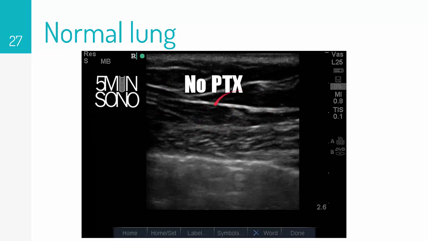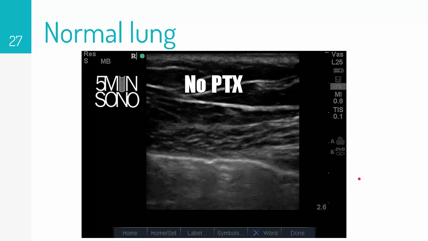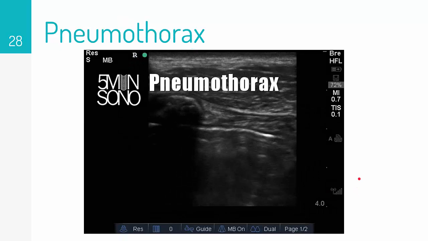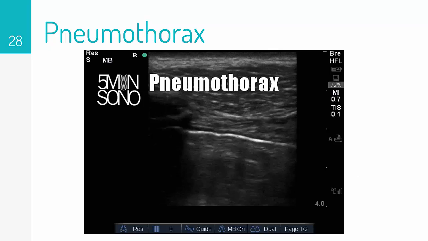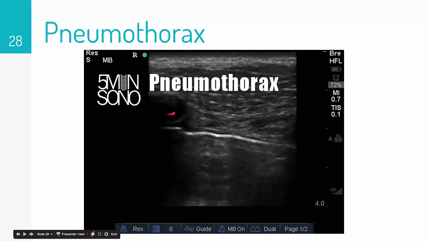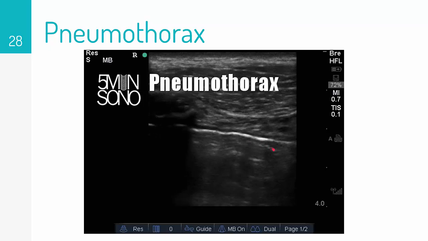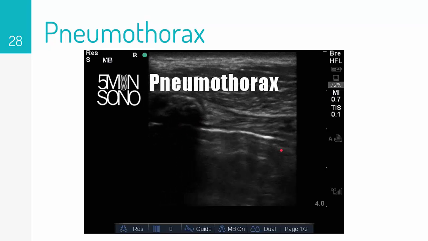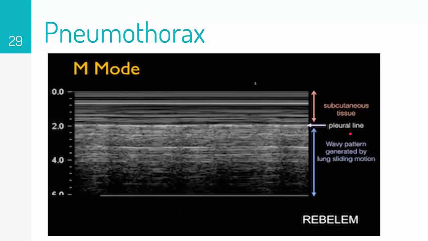Subcutaneous tissues, not a lot of movement here, but this is where we should see all the movement in a normal lung, no pneumothorax. Conversely, pneumothorax is going to prevent normal lung sliding and result in a lack of shimmering. So again, here we've got subcutaneous tissue up here, got some ribs over here. Now this is where we should see that nice shimmering line and evidence of motion, and we don't. It's just a static line sitting there, and that is bad news.